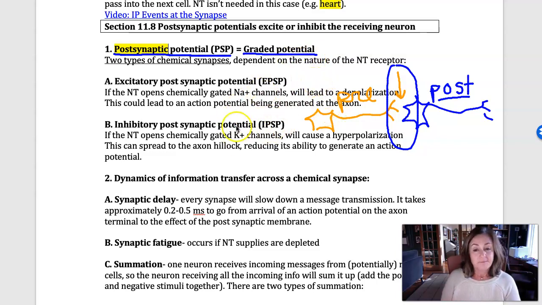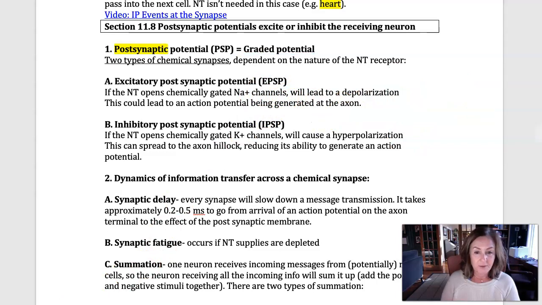Here, I'm just giving some terminology to opening the sodium channel or opening the potassium channel. So I'm going to get rid of my markup here. Okay, so if the neurotransmitter opens the sodium channels, we know that's going to lead to a depolarization. That's an excitatory event, right? Because that depolarization could drift towards the axon, and that could open the voltage regulated sodium channels. So we call that an excitatory postsynaptic potential.